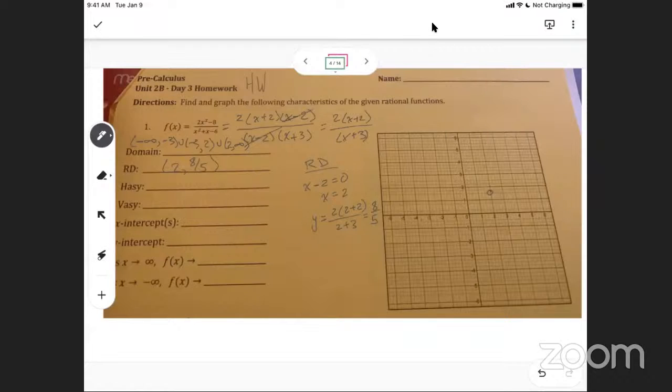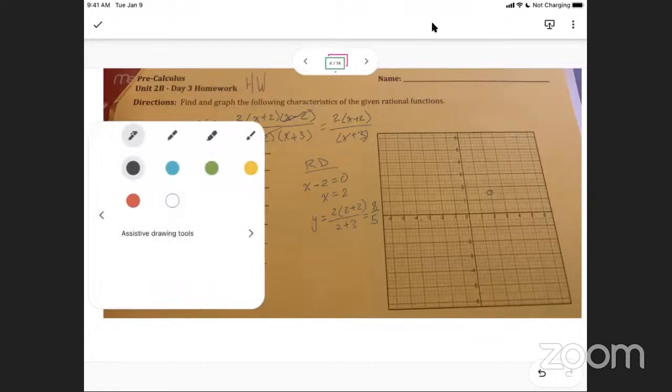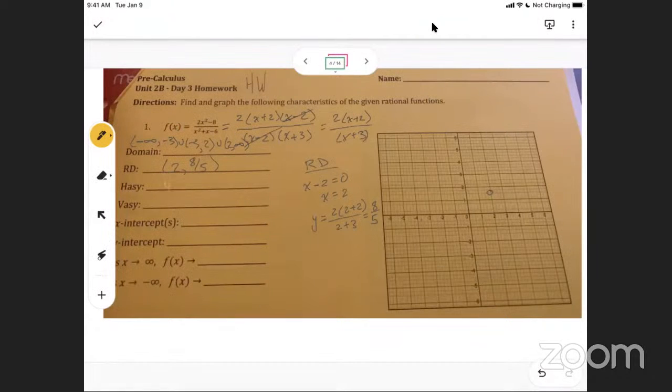My hole I have. How about my horizontal asymptote? Do I have one? How do you tell if you have a horizontal asymptote again? That's all about the degree. If the degrees of the numerator and the denominator are the same, then the horizontal asymptote is just the ratio of leading coefficients. So it'd be 2 divided by 1, which would be 2. That's right. So it would just be y equals 2. So that's my horizontal asymptote.